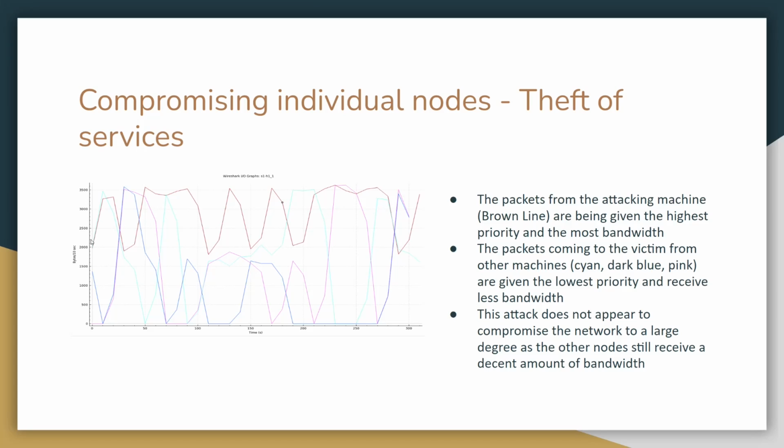As we can see here, the brown line has a way more steady amount of bandwidth than any of the others. This is due to the fact that the attacking machine's traffic has a lot more priority given to it than all of the other ones. Like blue here, pink here, cyan here, all have low priorities, while the brown line here has a very high priority in comparison.